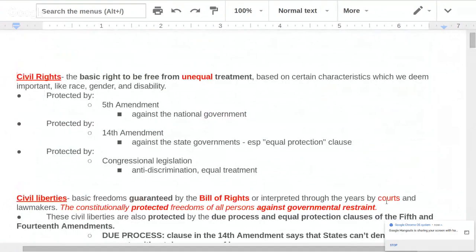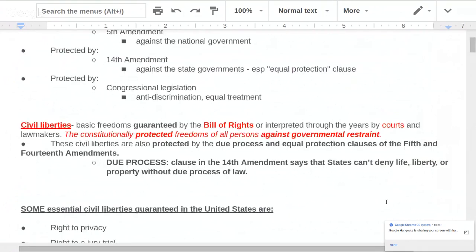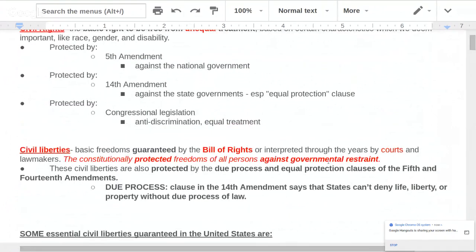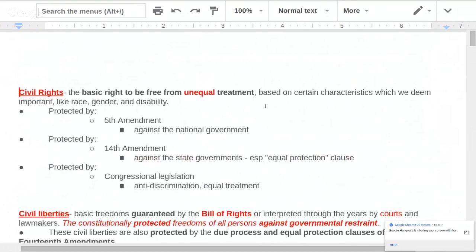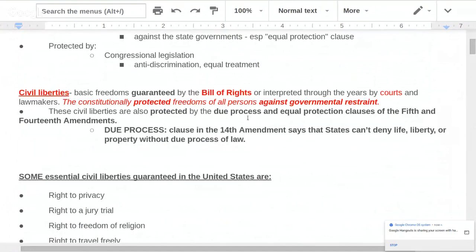So, civil liberties are the basic freedoms guaranteed by the Bill of Rights or interpreted through the years by courts and lawmakers. They are the constitutionally protected freedoms of all persons against governmental restraint. So the main point is that civil liberties are against governmental restraint to protect the people, and this is just a basic right to be free from unequal treatment. These civil liberties are also protected by the due process and equal protection clauses of the 5th and 14th Amendments.